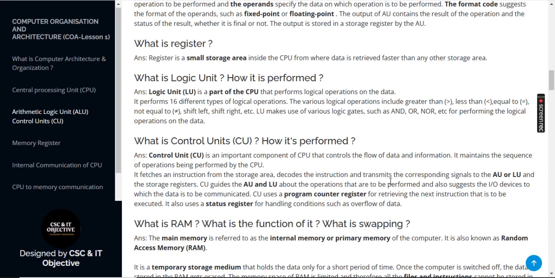The control unit uses a program counter register for retrieving the next instruction that is to be executed. It also uses a status register for handling conditions such as overflow of data.